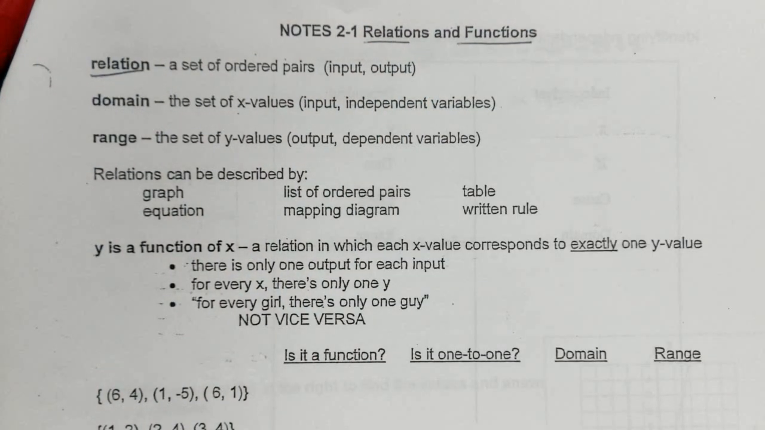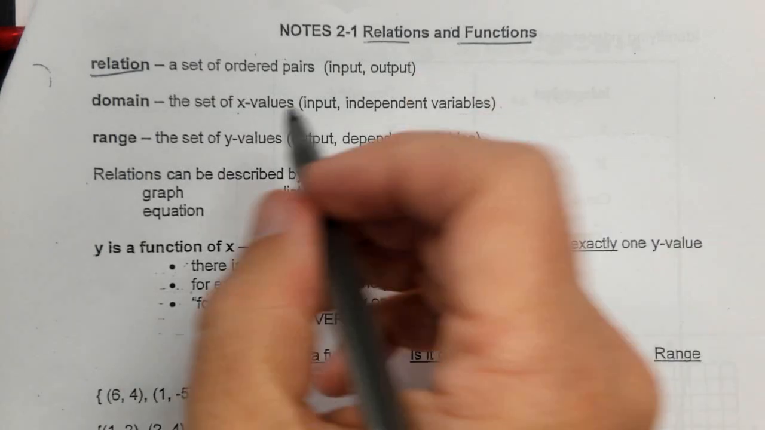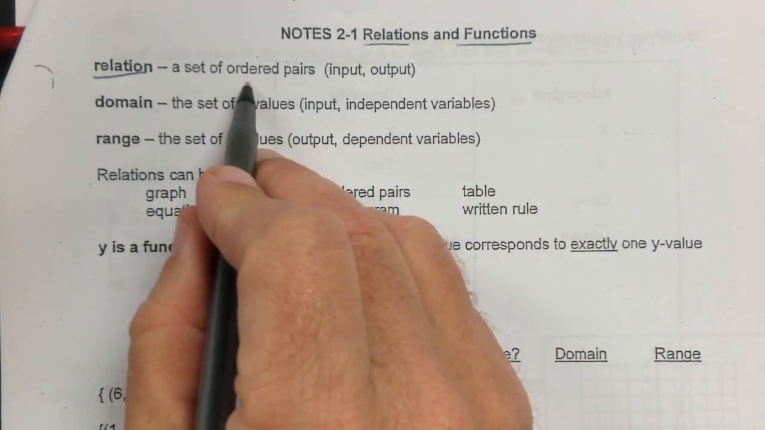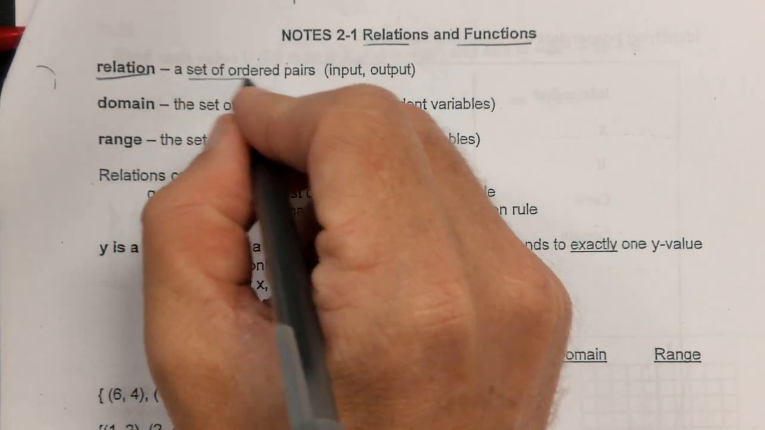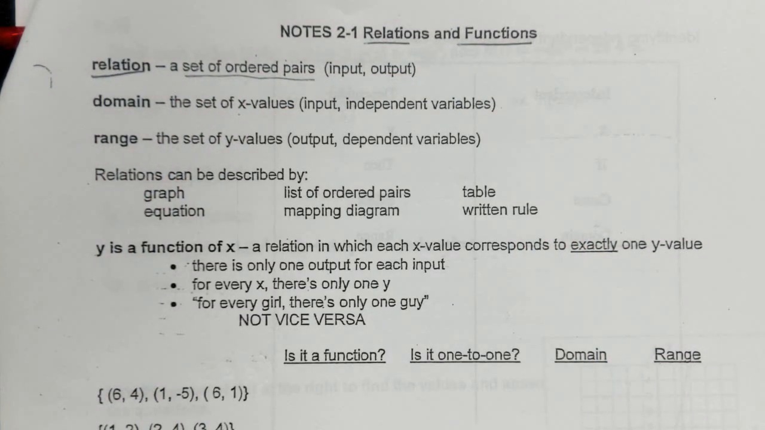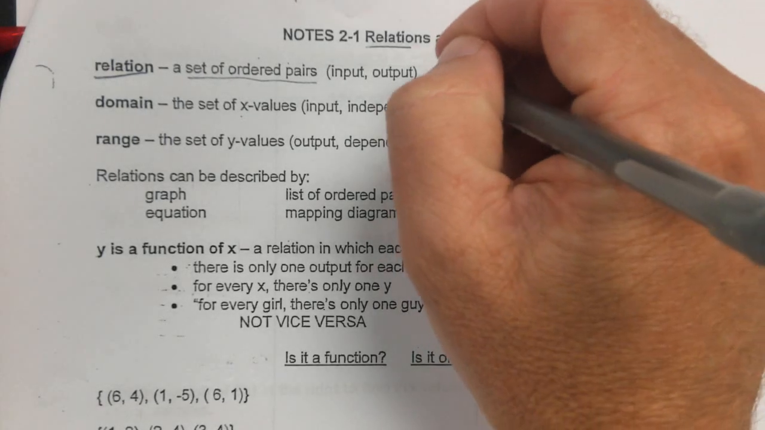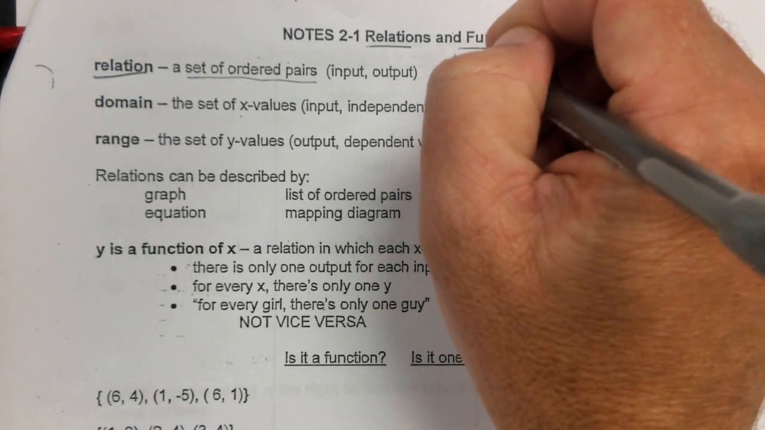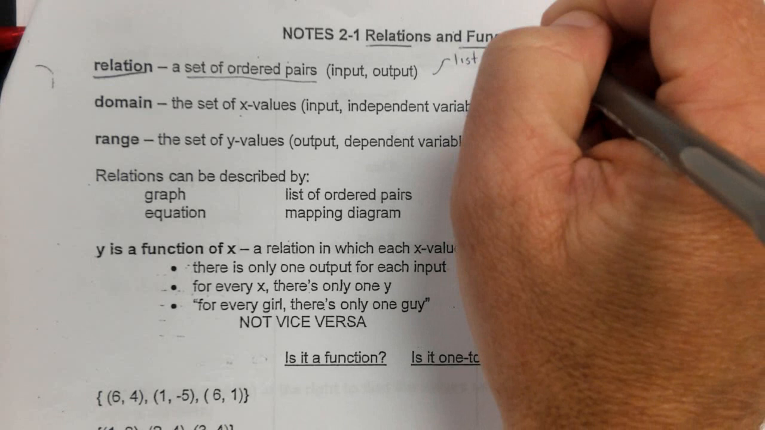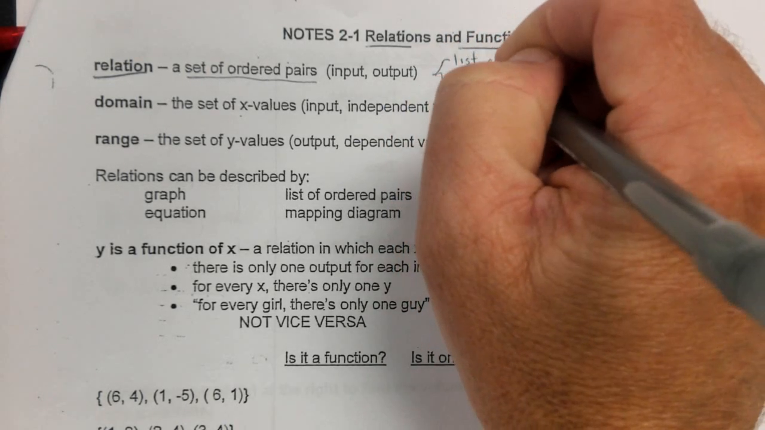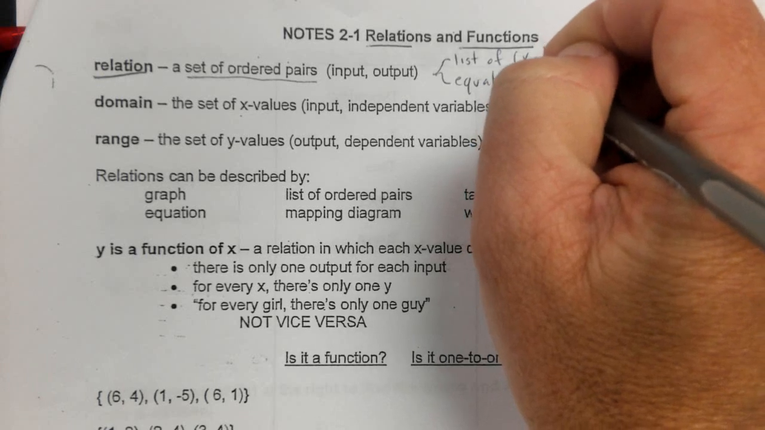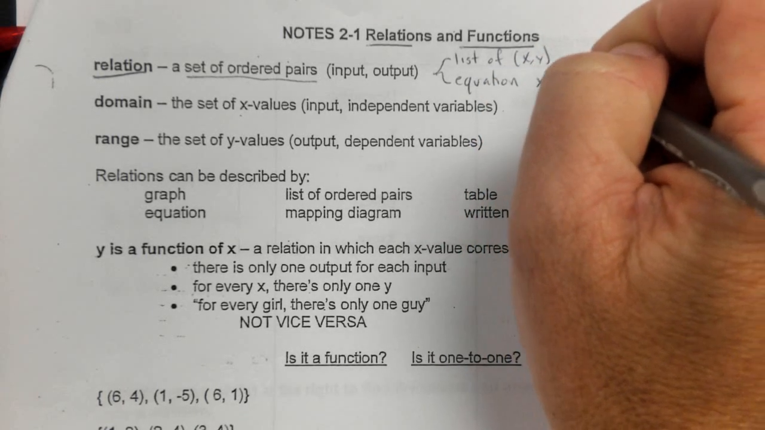A relation is any set of ordered pairs. It's a set of ordered pairs, but it's not necessarily a list of ordered pairs. It could also be an equation. So it could be a list of x comma y's, but it could also be an equation. Like a simple one would be x squared plus y squared equals 1.